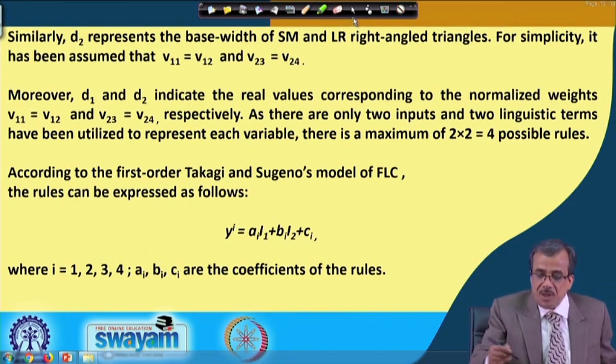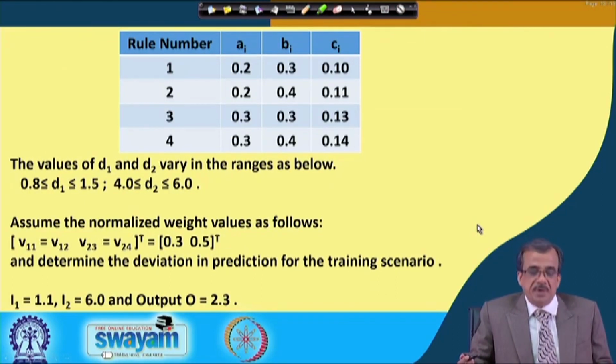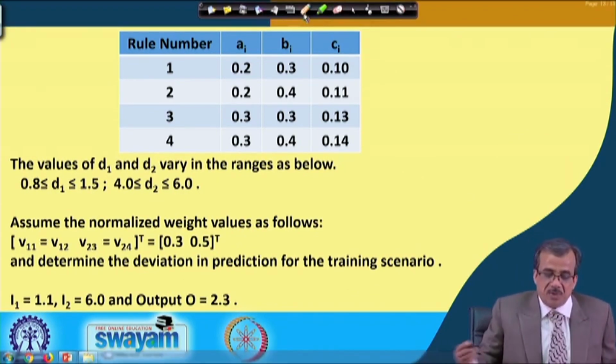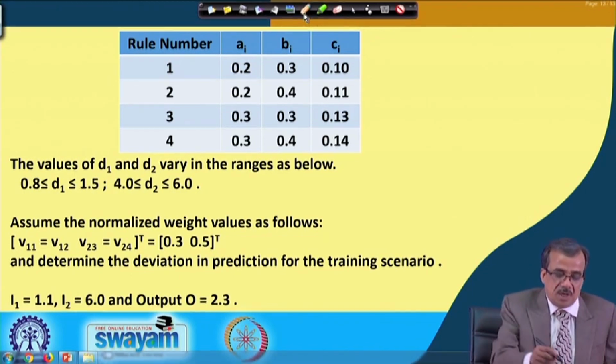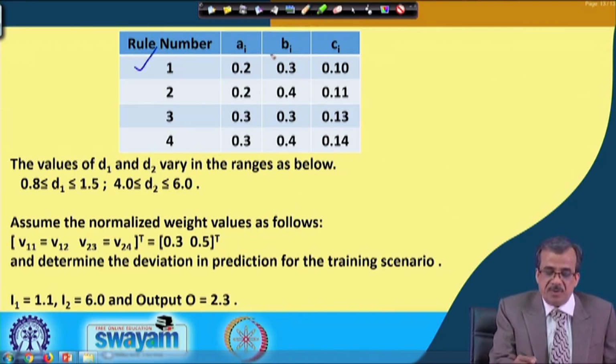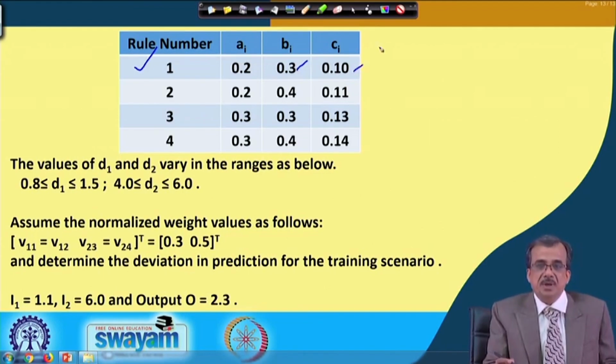Now, here to solve this numerical example, we are going to consider some predetermined numerical values for this particular coefficient. The values of the coefficients are as follows. Now, for the first rule, the values of the coefficients are A 1 equals 0.2, B 1 equals 0.3 and C 1 is 0.10.